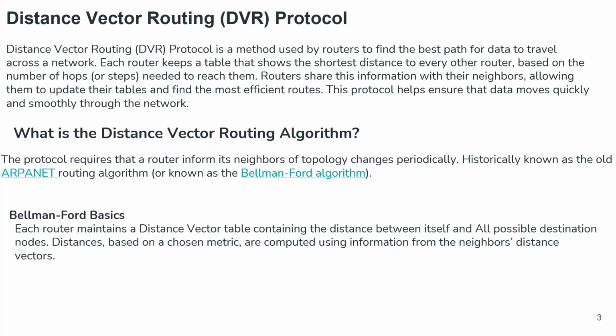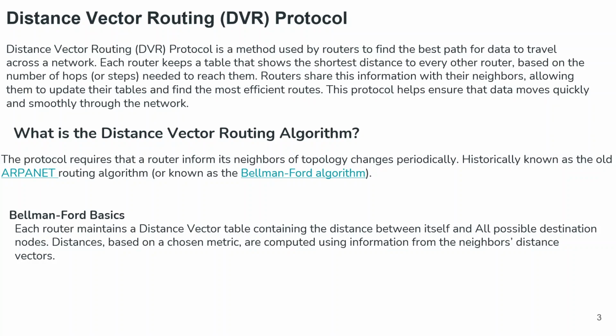Now we will see various protocols. The first one is the distance vector routing, DVR, protocol. It is a method used by routers to find the best path for data to travel across the network. Each router keeps a table that shows the shortest distance to every other router, based on the number of hops or steps needed to reach them. Routers share this information with their neighbors, allowing them to update their tables and find the most efficient route. This protocol helps ensure that data moves quickly and smoothly through the network.